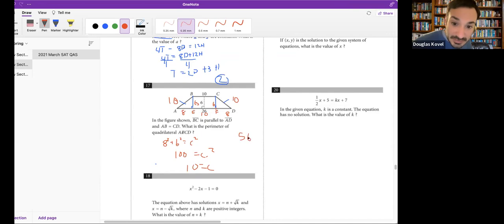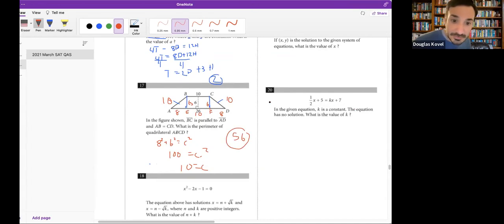gives me 56. So again, this question is one that definitely gives a lot of students difficulty, but if you recognize that you could break it down into a rectangle and two triangles, then it becomes not that difficult of a question. And this is just a general thing that I would keep in mind if you ever see a question like this again.